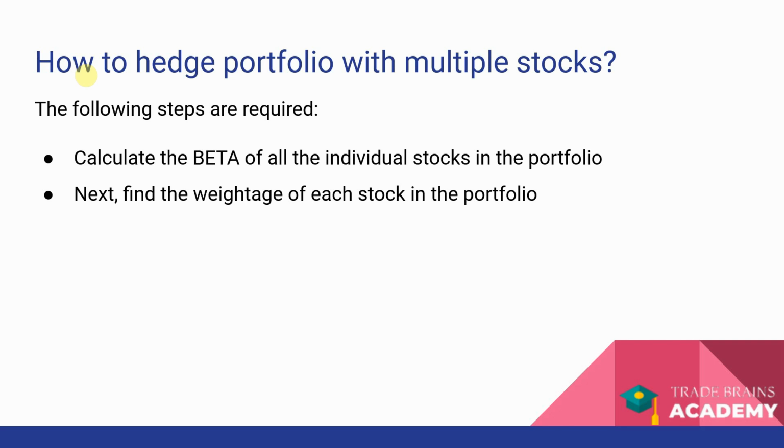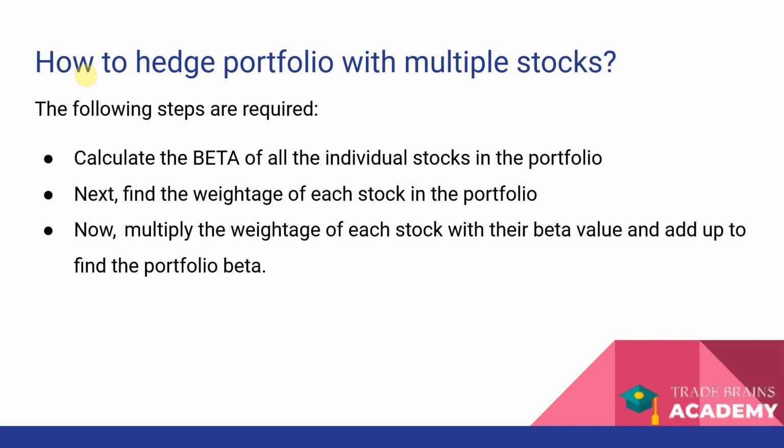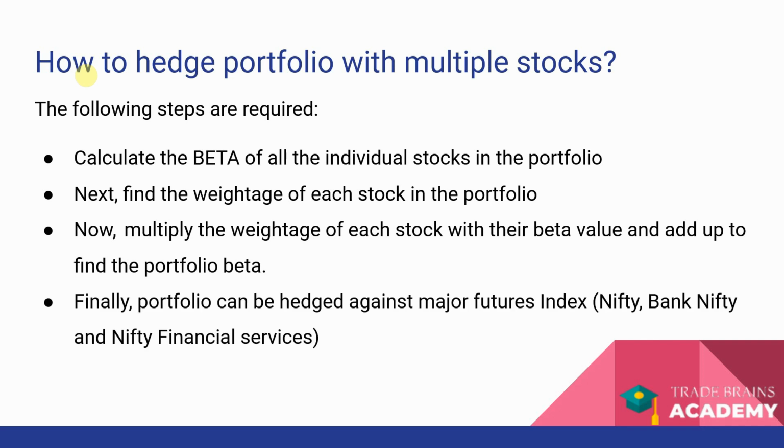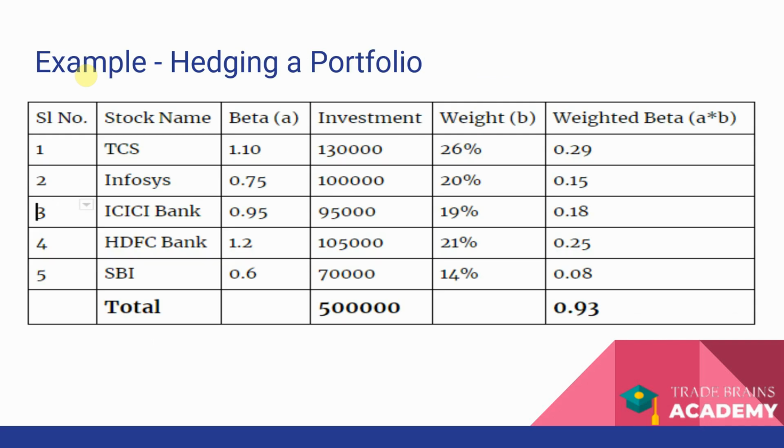Supposedly, if the portfolio is worth 10 lakhs, and if I have shares of say XYZ company worth 50,000 in the portfolio, then the weightage of that share in the portfolio is 5%. Now we multiply the weightage of each and every stock with the beta value, and we add up the total results and we find the portfolio beta. Finally, the portfolio can be hedged against major futures like the Nifty index, the Bank Nifty index, or even the Nifty Financial Services. Let us understand portfolio hedging with the help of a simple example.